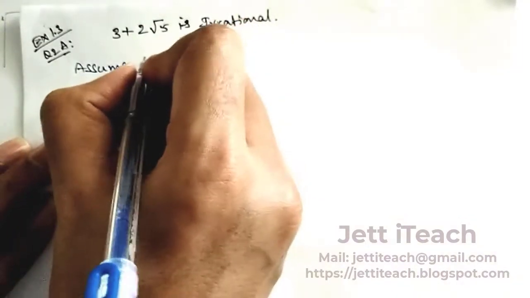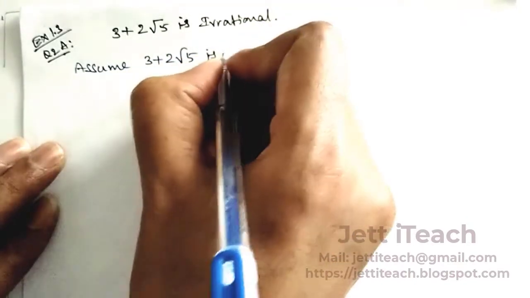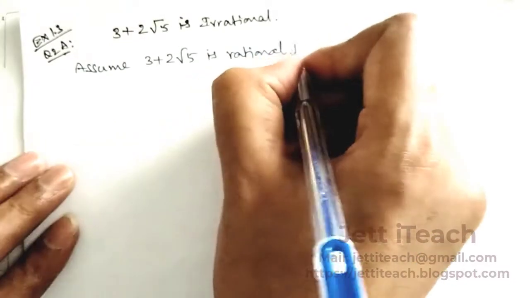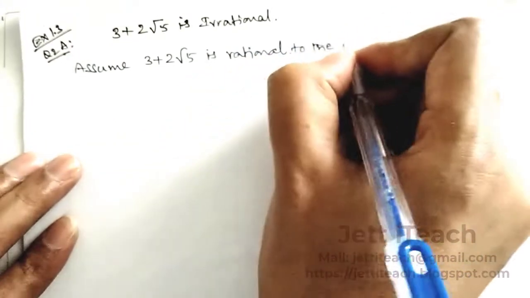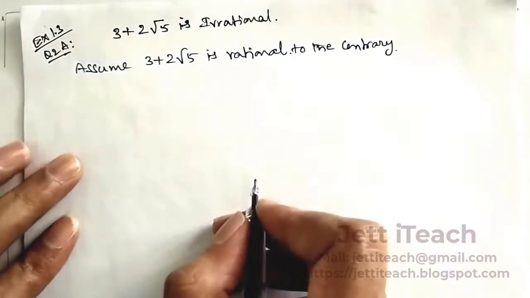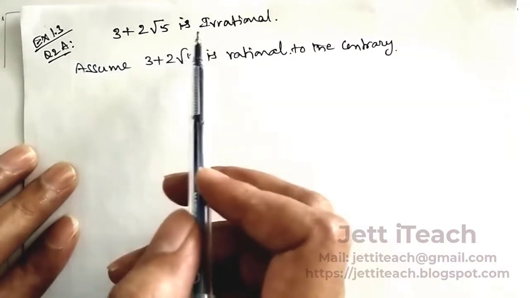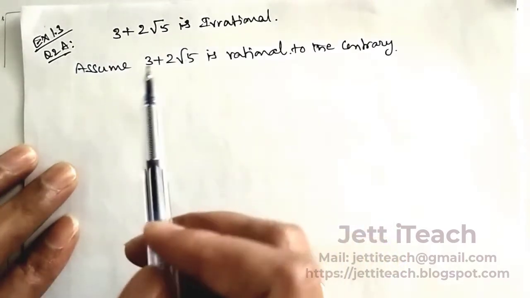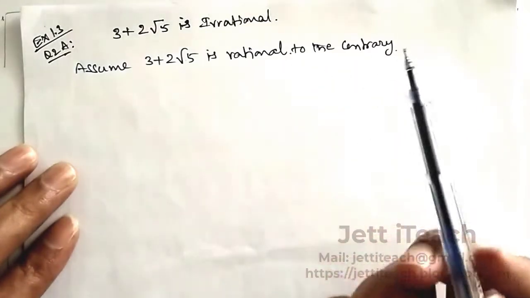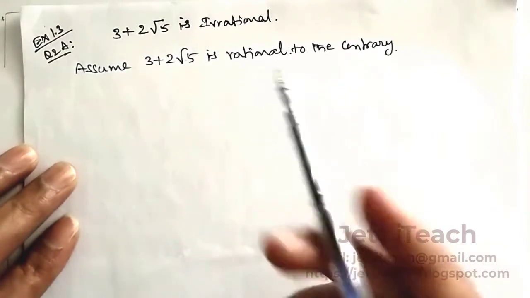Assume 3 plus 2 root 5 is rational. To prove 3 plus 2 root 5 is irrational, assume 3 plus 2 root 5 is rational to the contrary. Okay, you can assume this number is a rational number.